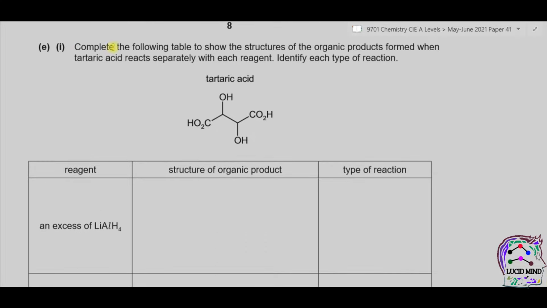E part 1. Complete the following table to show the structures of organic products that are formed when tartaric acid reacts separately with each reagent. Identify each type of reaction. Now we can see this is tartaric acid. We have carboxylic acid groups present. We also have alcohol groups present.